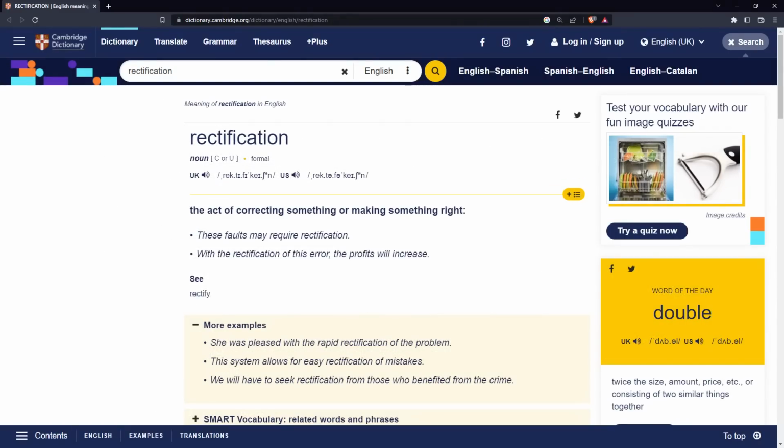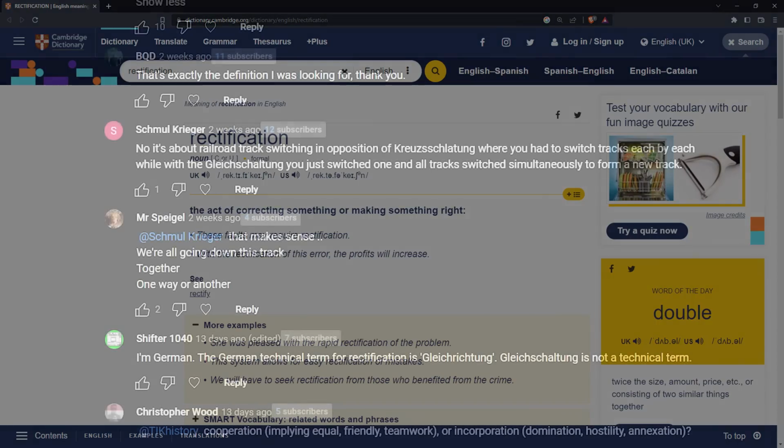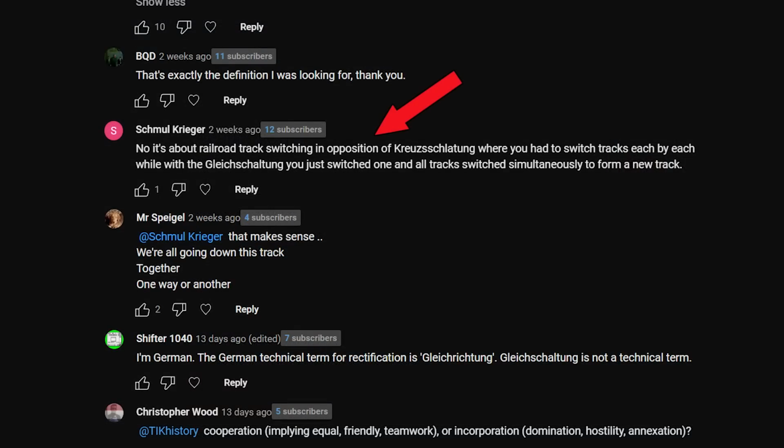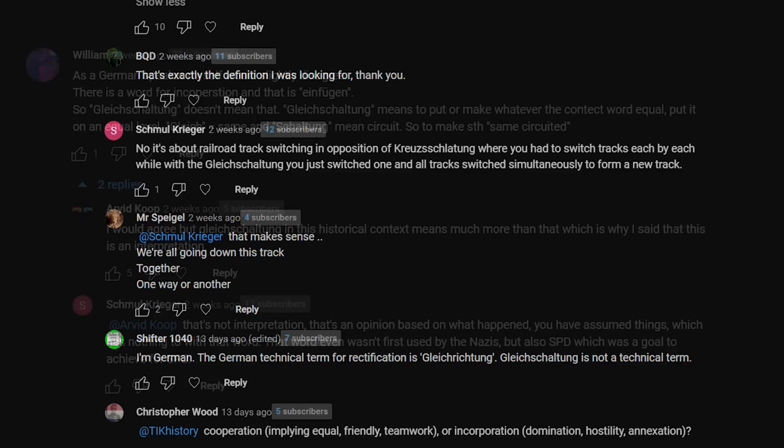This by itself doesn't really explain much, but others added to this. Shmuel Krieger said it was about railroad track switching, where you switch tracks simultaneously. Mr. Spiegel responded by saying, "That makes sense, we're all going down this track together one way or another." But there was disagreement amongst German speakers.